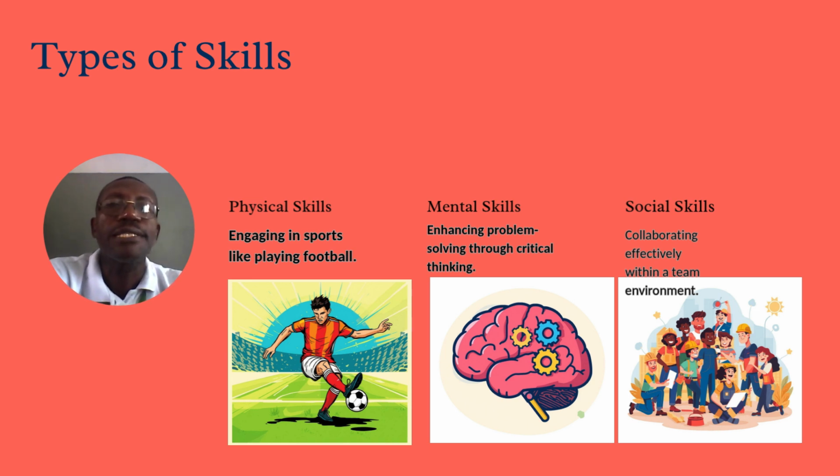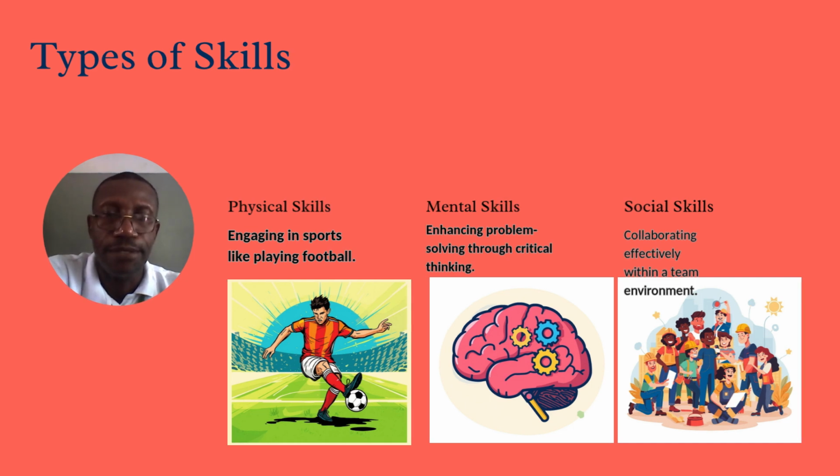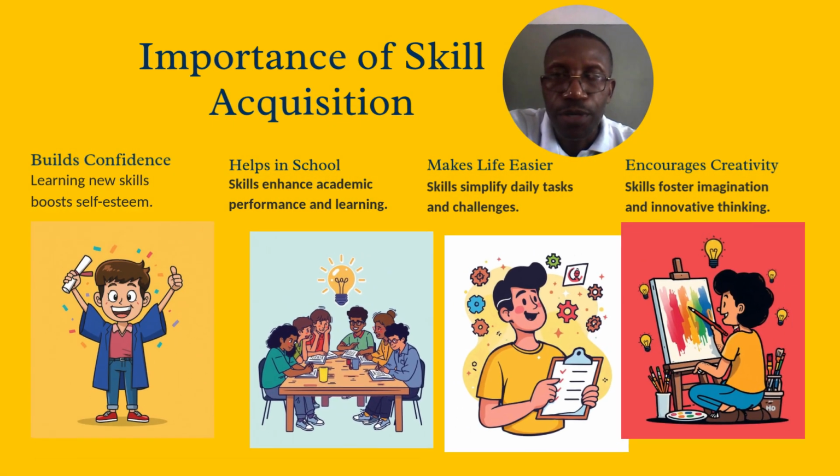Then the third type of skill we'll be looking at is social skill. Now, there are some people that are really good with mingling with people in a social environment, and there are some people that are not good with it. So if you are that type of person that can associate very well with people in a social environment, you've acquired a social skill.